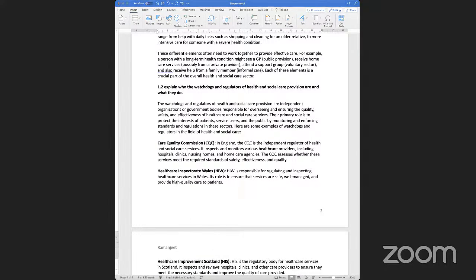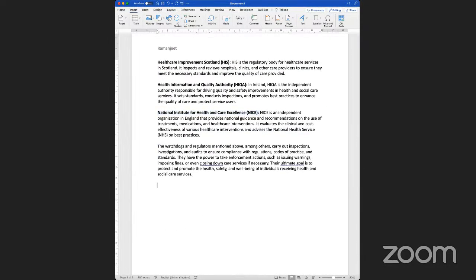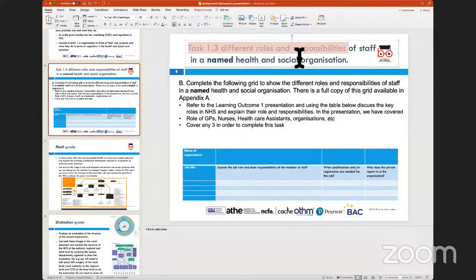Similarly, if I go to task 1.3, which is given in the assignment brief, for that, we have to use a table, which is given in the assignment brief. And here, what we have to look at is the roles and responsibilities of staff in the named organization. So if I bring you back to the presentation in the assignment brief, as you would see, here it says 1.3 different roles, and the main focus is a named organization.